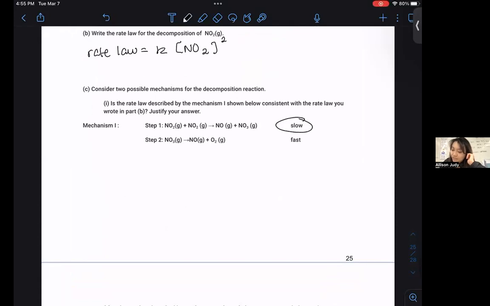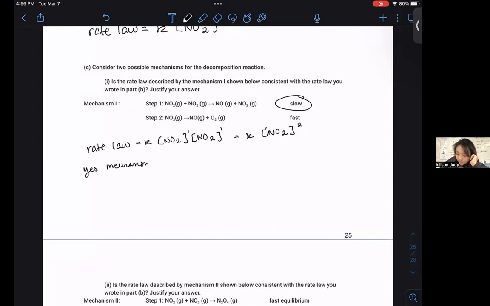Based on mechanism 1 being our slow step, we would write that the rate law for the overall reaction, determined by the rate determining step, step 1, is equal to some value of k times NO2 squared, because there's two NO2s. I could have written it as NO2 times NO2 concentration, raised to their coefficients, because with elementary steps, the reactant order for a respective reactant is its coefficient, the molar ratio in front, which simplifies down to k times NO2 squared.